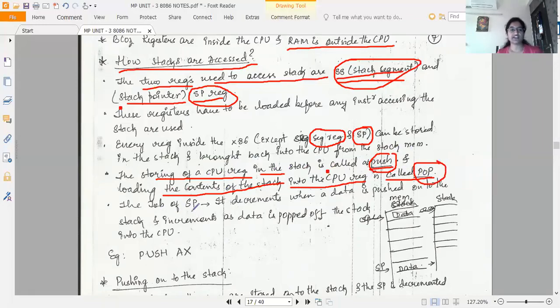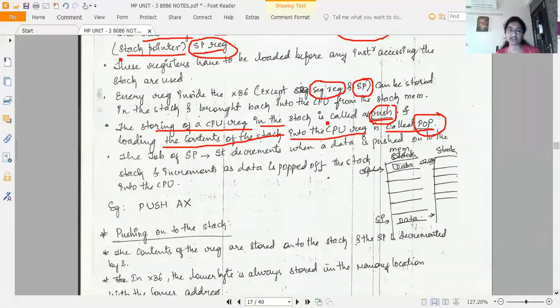The job of stack pointer. Now, what is the job of stack pointer? What are the changes that take place in the SP, in the stack pointer, whenever your processor comes across push and pop instructions? Let us see that. First thing, it decrements.